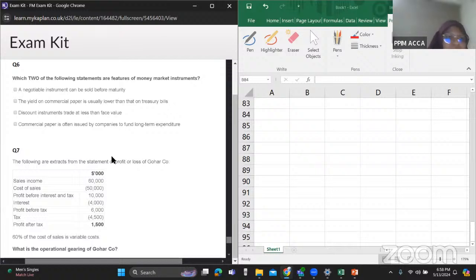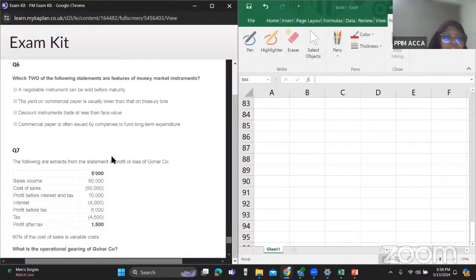A negotiable instrument can be sold before maturity. Actually, that is true. When it comes to the money market, it is like a second-hand market. Okay, so anybody can sell any instrument that they have. So if it is a derivative, if it is a future, whatever it is, we don't have to wait until the maturity date. You can sell it any day before also. So the first one is correct.